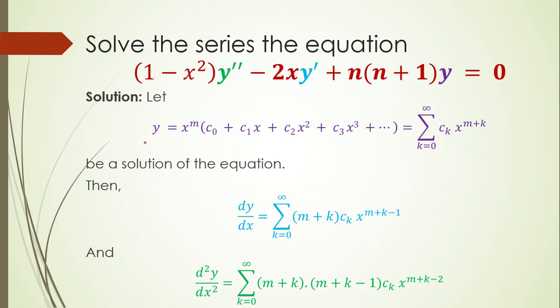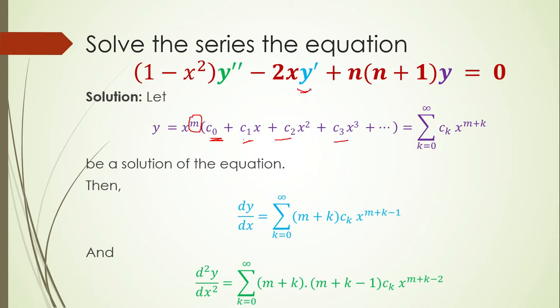Let the solution be y is equal to this. So we have to find the value of m and the values C1, C2 and C3. So we get the solution of the form C0 form. Here the solution y is equal to summation k is equal to 0 to infinity c_k into x raised to m plus k be the solution of the equation.